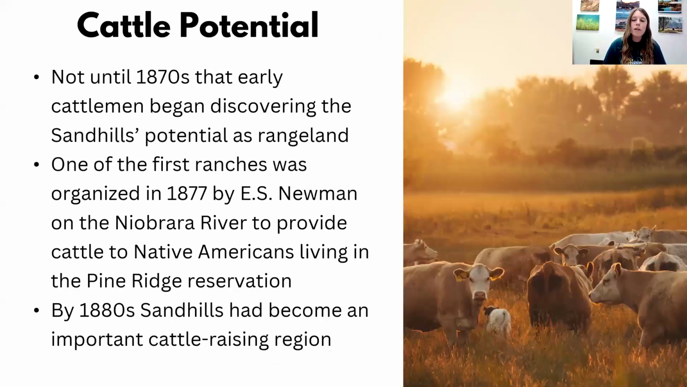All right. One of the things that the Sandhills now are known for, and have also historically been known for, is the potential for rangeland and the potential for cattle. So it wasn't until about the 1870s that the cattlemen began discovering the Sandhills as a potential for rangeland. One of the first ranches was organized in 1877 by E.S. Newman. It was on the Niobrara River, and he had cattle in his ranch, and he provided those cattle to the Native Americans that were living in the Pine Ridge Reservation.